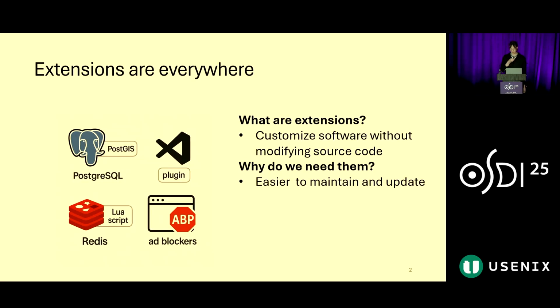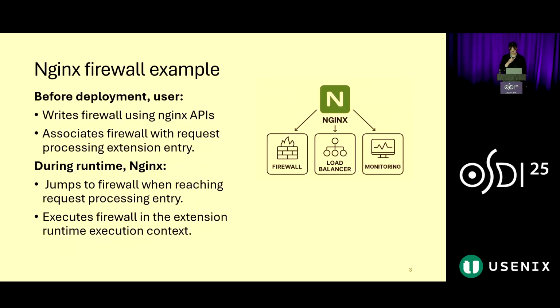Extensions are everywhere in modern software. Extensions allow us to customize software for different deployment needs without modifying the original application source code. They can be used to add new functionality, modify behavior, or integrate with external systems. People use extensions instead of modifying the source code because it's easier to maintain and update their systems.